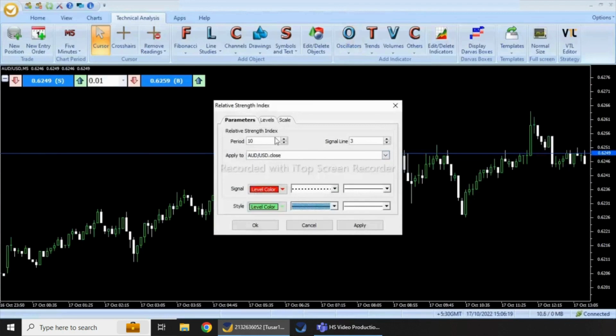To configure the RSI, you'll want to set specific parameters. We recommend using a period of 10 and a signal line of 26. You can customize the colors for both the RSI line and signal line to your preference.